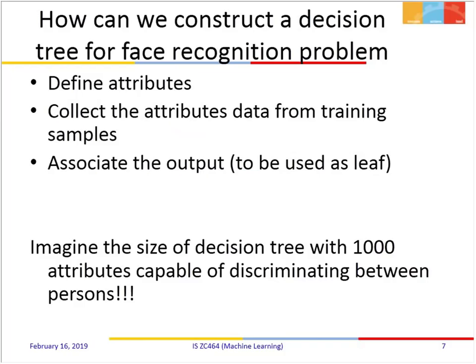We may try to apply some image processing to extract the eye portion, or the distance between two eyes, or the forehead size, and so on. So many geometric features you could think of. Or we may go for some kind of more mathematical features such as wavelets, or discrete cosine transform, etc. But once the attributes are collected, then we have to associate the output to it.